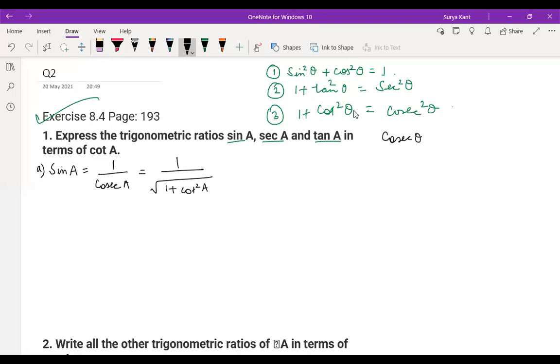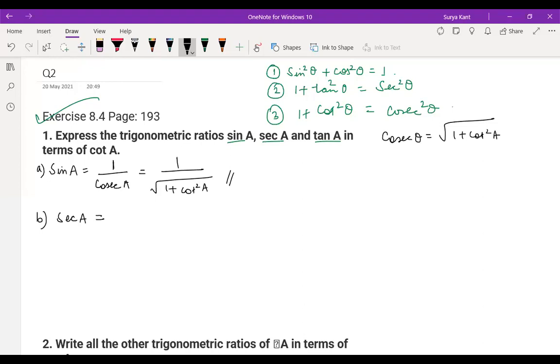We can write cosec theta as root over 1 plus cot square theta. So this is the answer of sin A in the form of cot A. Understood? Now what can we write for sec A in the form of cot A?